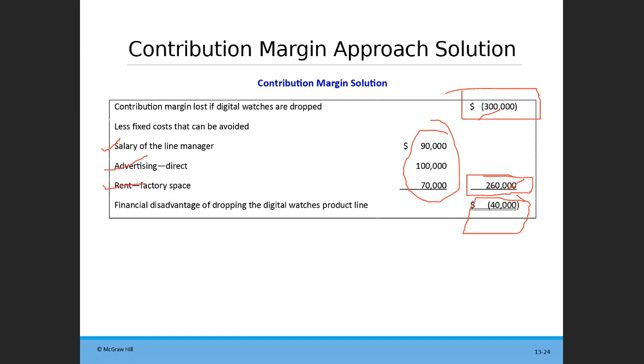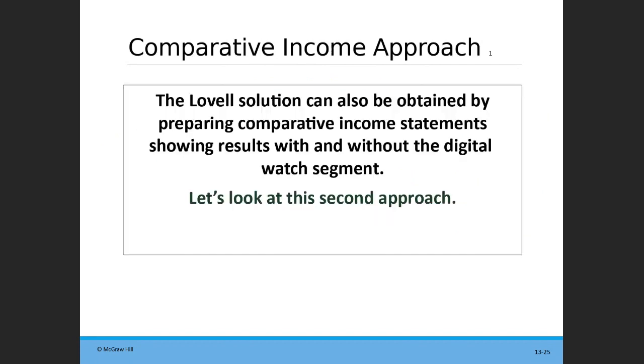So if I drop this watch line, I'm losing $40,000 that's helping cover the factory's overall expenses for other stuff other than watches. So this is stuff that has simply been allocated to the watches, right? We're still going to have to pay it, but the watches are helping cover that. So we should keep the watches. They're contributing.